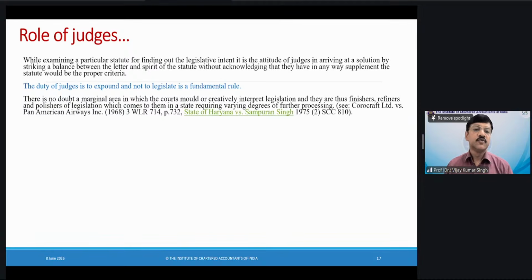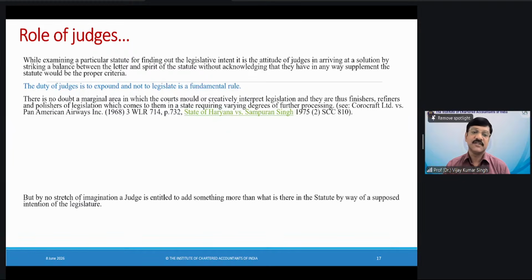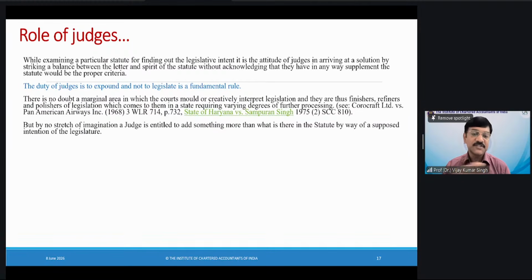And there is no doubt a marginal area in which the courts mold or creatively interpret legislation. However, they are refiners and polishers of legislation. They cannot create a legislation. This is what is very clear. By no stretch of imagination is a judge entitled to add something more or take away something from a statute.